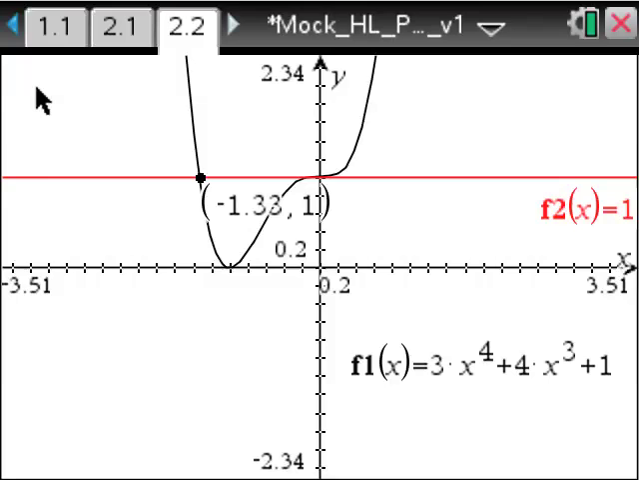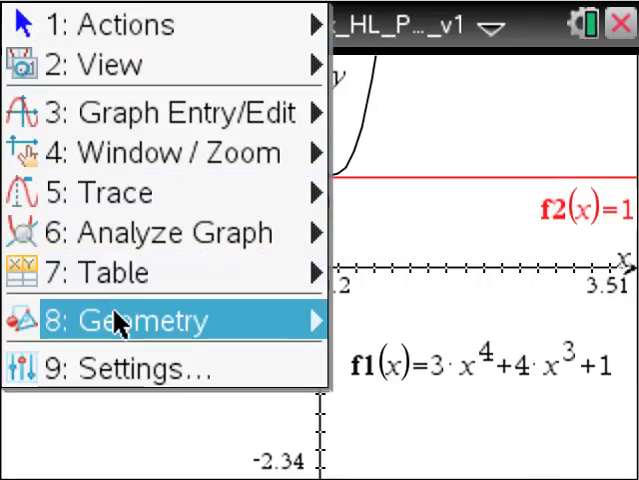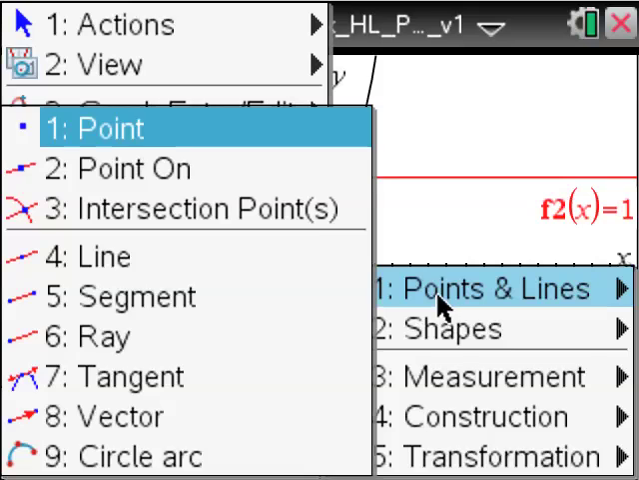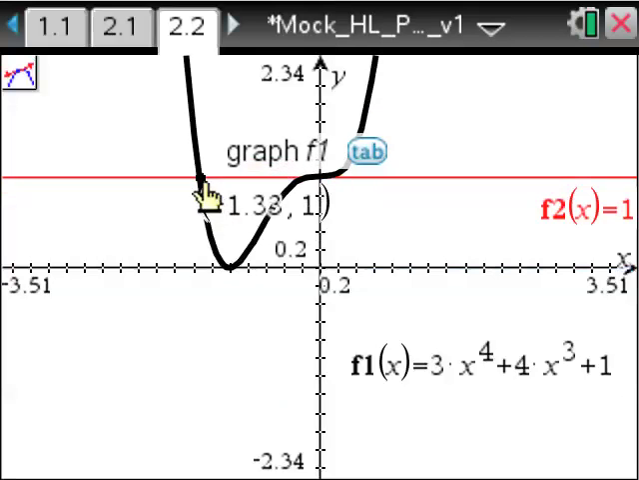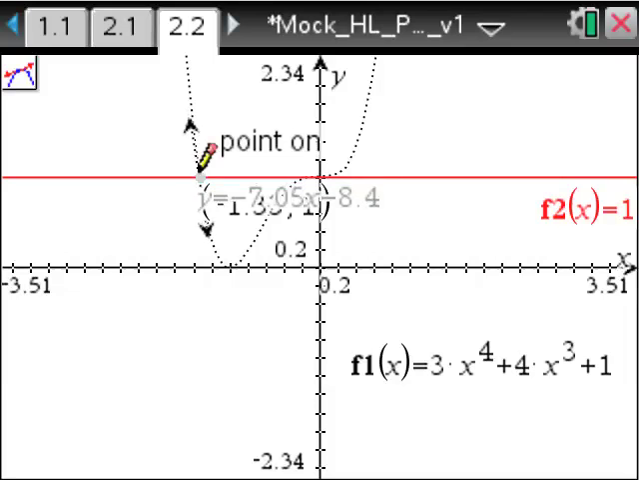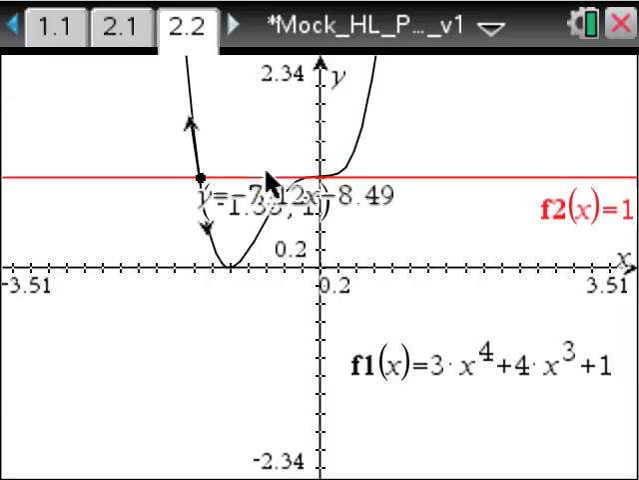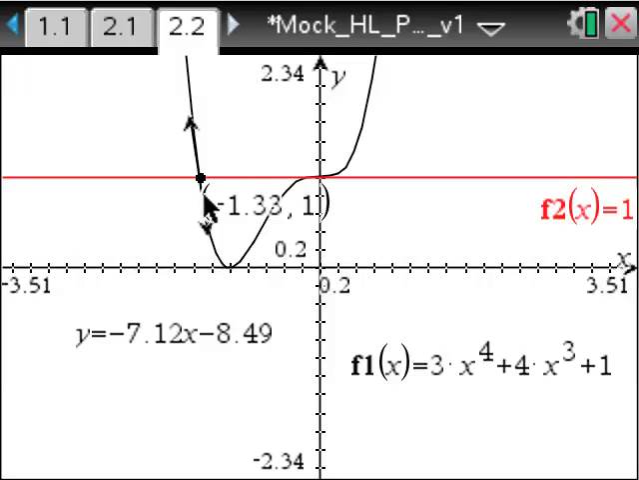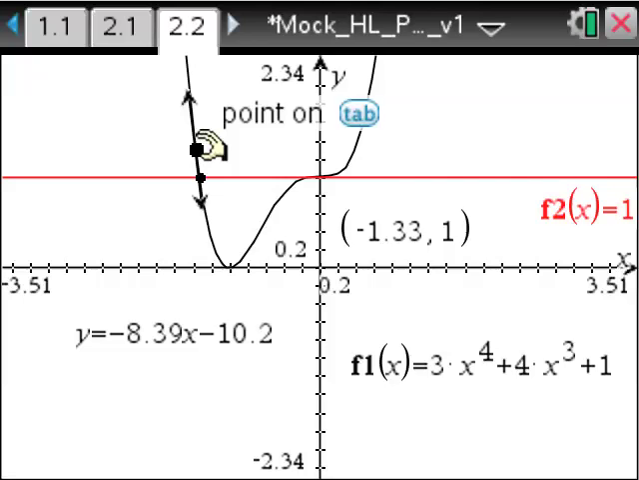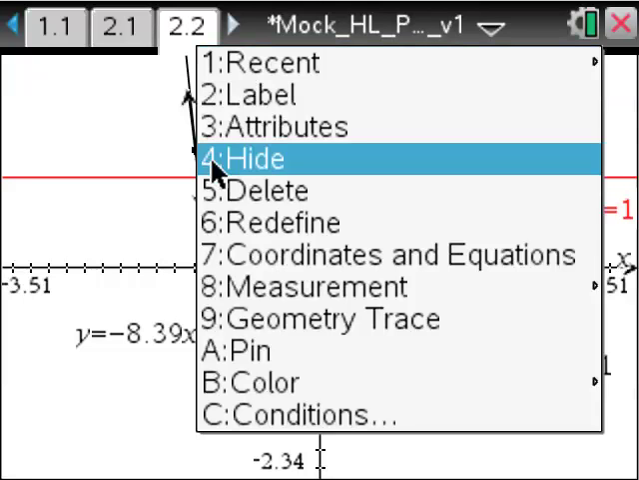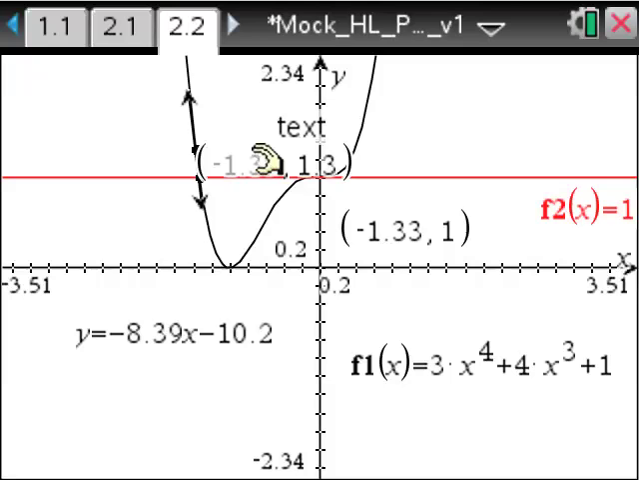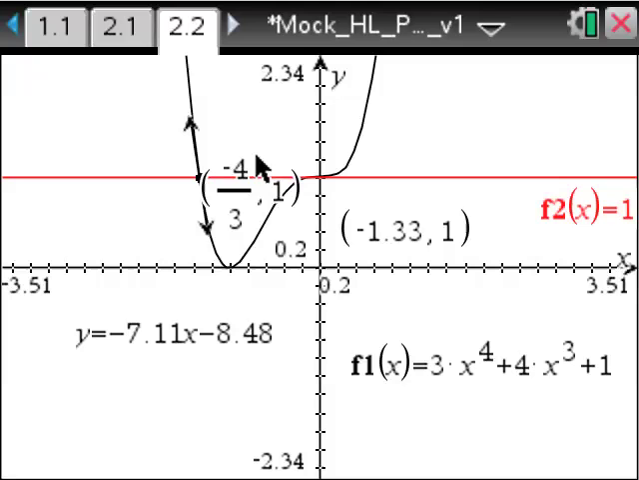So what I could do is let's just draw in the tangent. So menu, geometry, points and lines, tangent. I'll pick that graph and pick, well, I'm going to pick that point there, but it may not be the right point. Let's just press escape. Move all the screen clutter out the way, move those coordinates, that's from the intersection. This point here is moving up and down. Let's get its coordinates, so I'm going to press Control menu, coordinates and equations, and I want to edit its x coordinate, so it's negative 4 divided by 3, so it snaps to the right place.